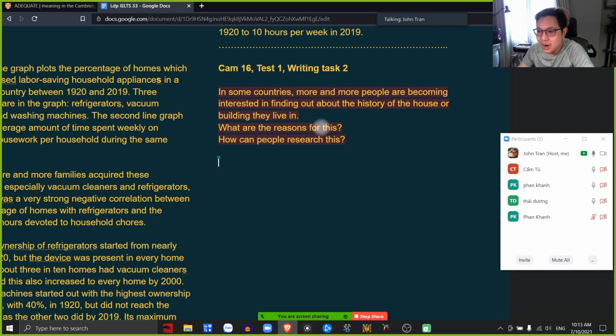Which means they ask for the reason why people are becoming more interested in finding out about the history of the house or building they live in.